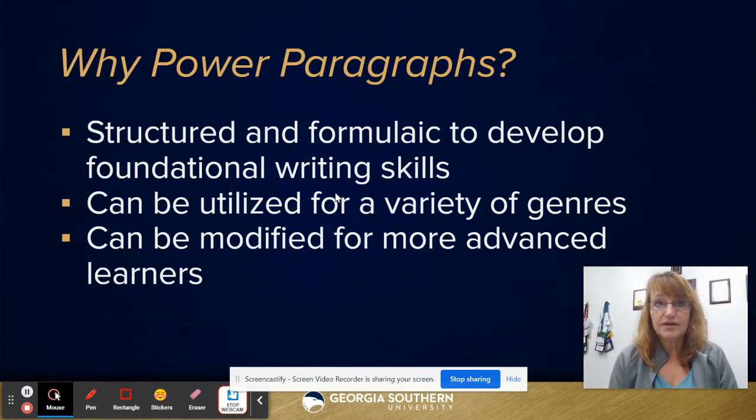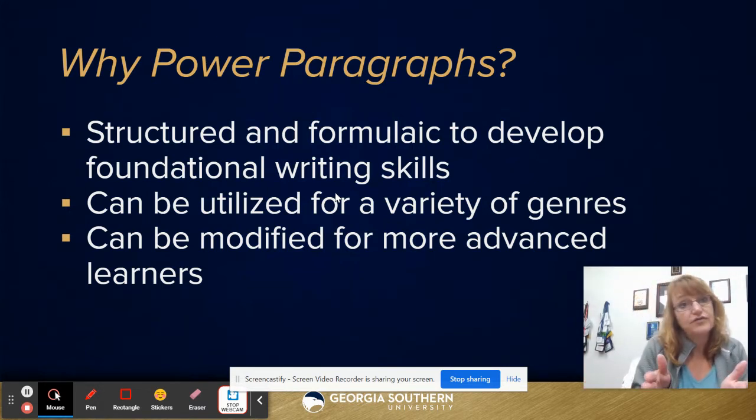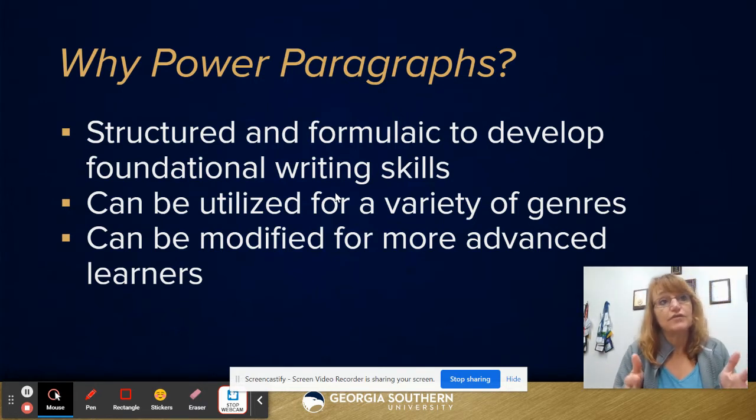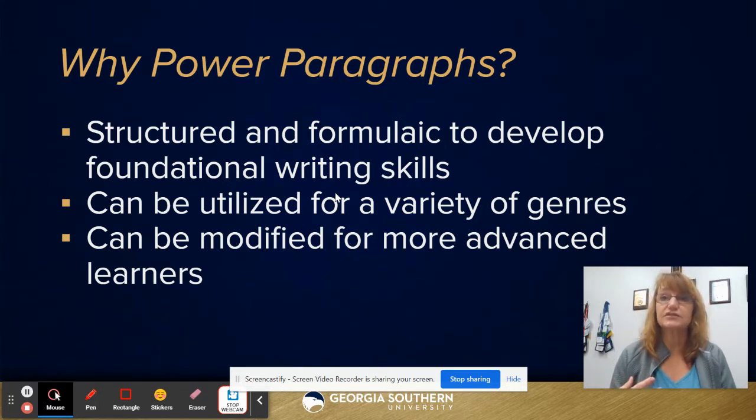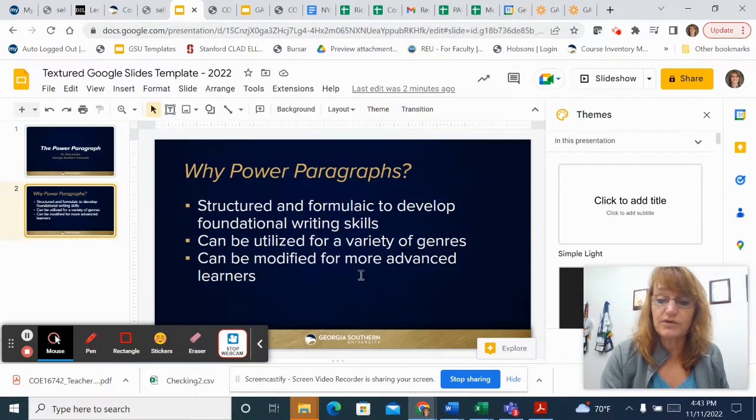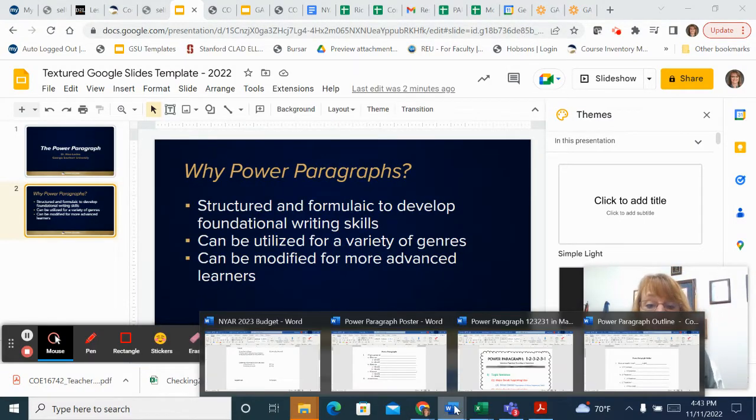And you can also modify them based on the language and literacy abilities and proficiencies of your students. So you can cut down the powers or the levels for those students that have less literacy and language skills, or you can expand them for those students that are more advanced. You can also expand the types of transitions or the types of sentences you have them include depending on where they're at once you use that basic formula. So let me walk you through an example of what that looks like.